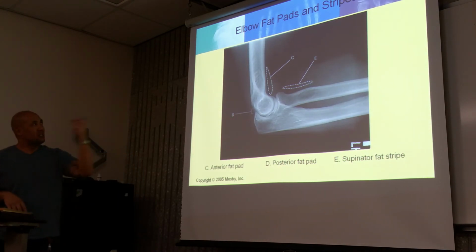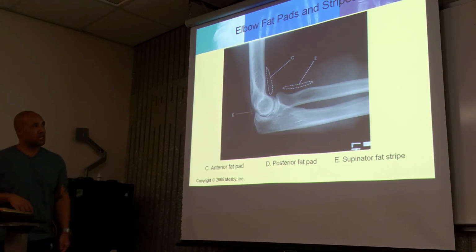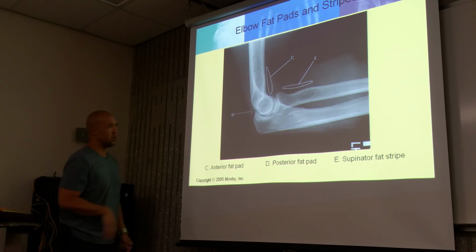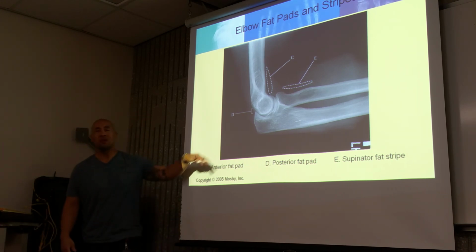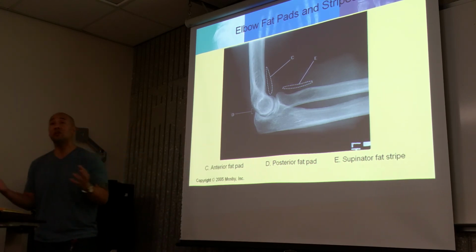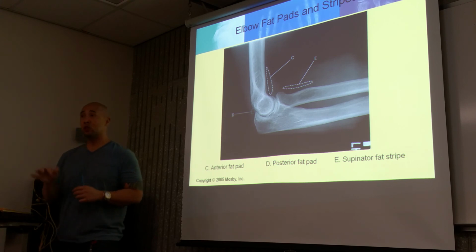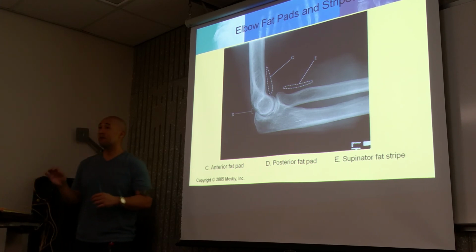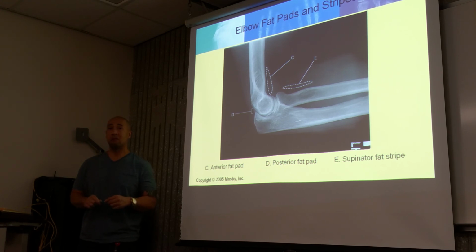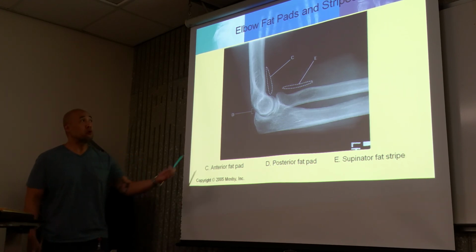Okay. Some more examples of where fat pads are located on the elbow. They're located all over the place. I don't need you to know the names of them or the locations. I just need you to know that fat pads exist. And doctors will look at these fat pads sometimes to determine if the bone itself received some kind of trauma or injury. Right there, we can't see them. They're just showing us where they're located.